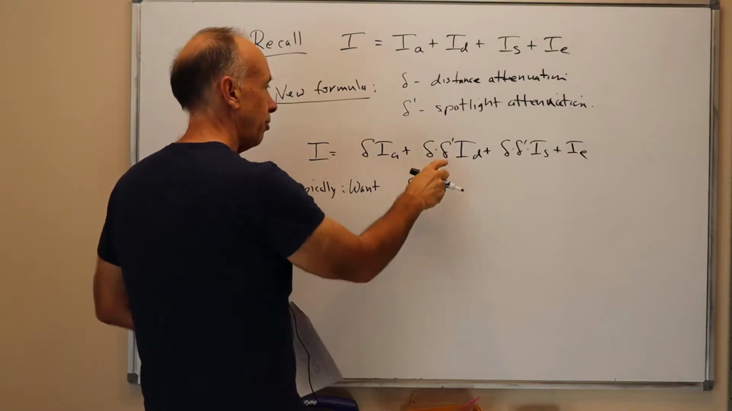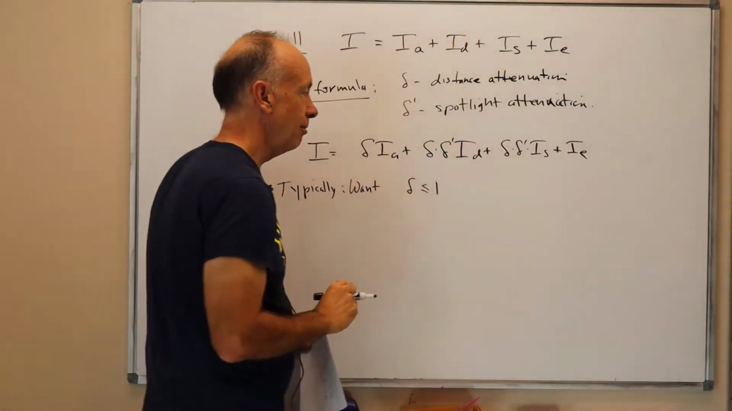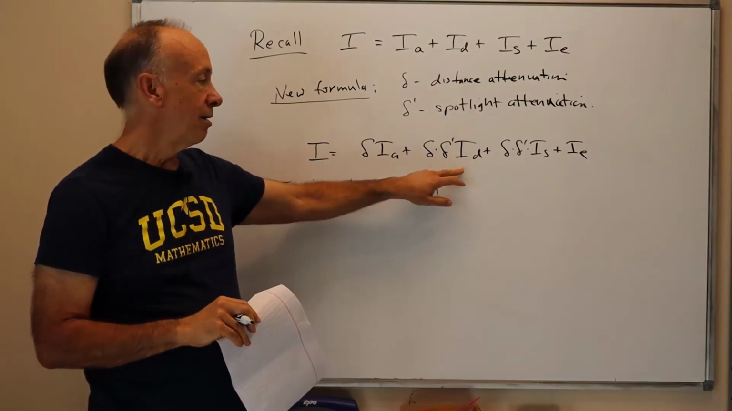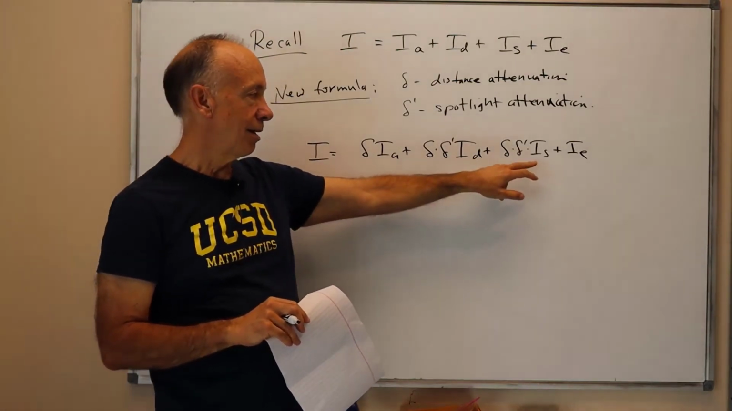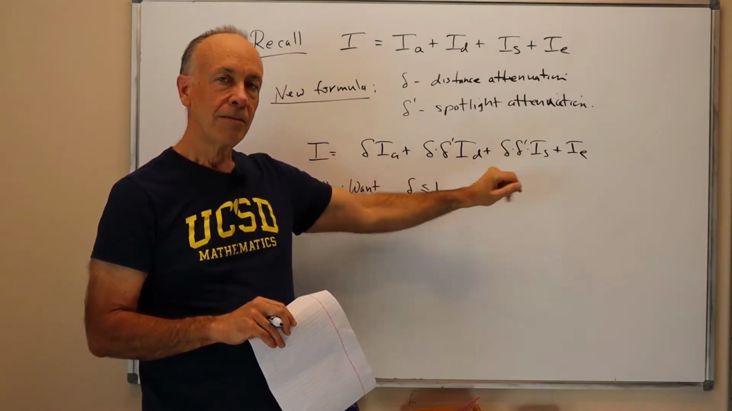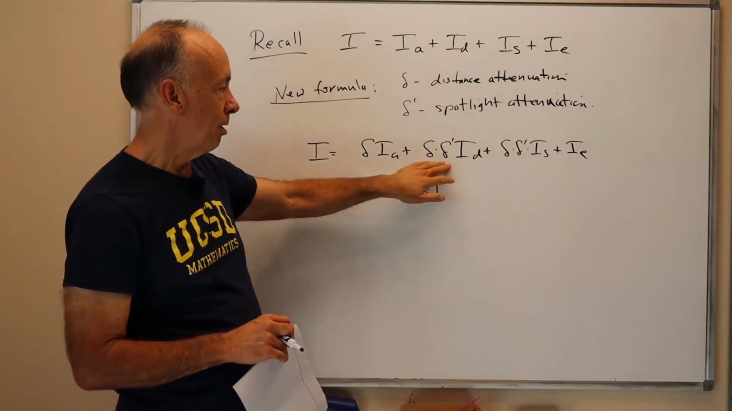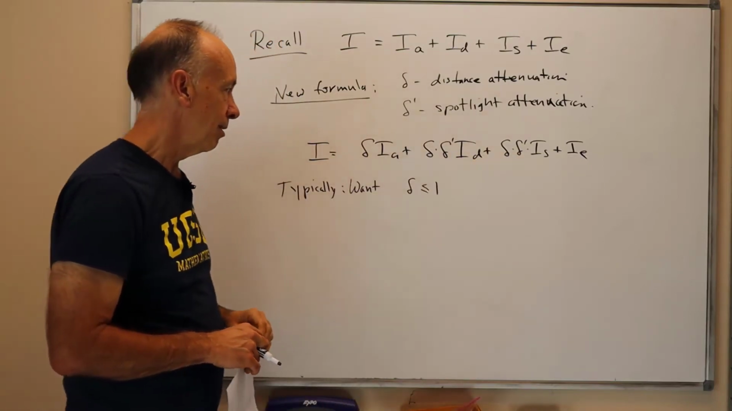The delta prime, the spotlight attenuation, is affecting the things the spotlight's shining directly on. It's the diffuse component and the specular component. So if we have both distance attenuation and spotlight, then both of those factors affect the diffuse and specular component.